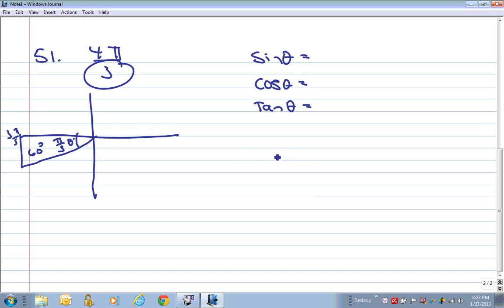Okay, so remember our chart has to do with our 60, 45, and 30 degree angles. That's our theta. That would be pi over 3, pi over 4, and pi over 6.